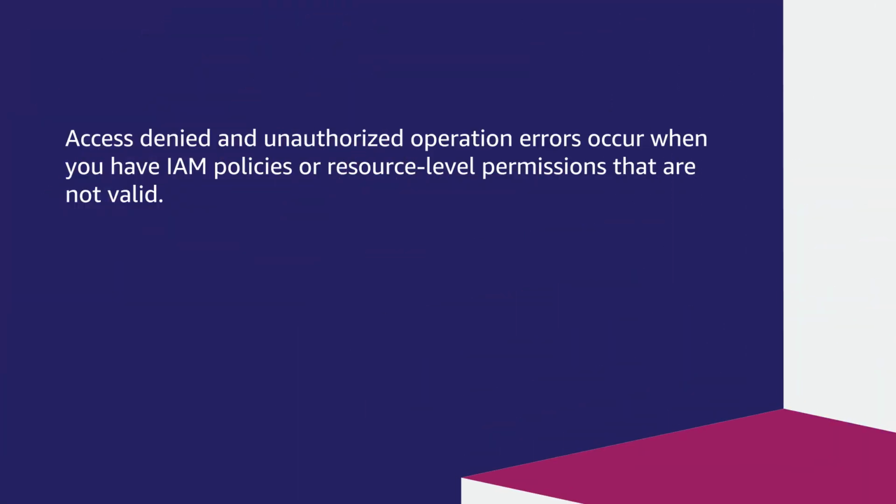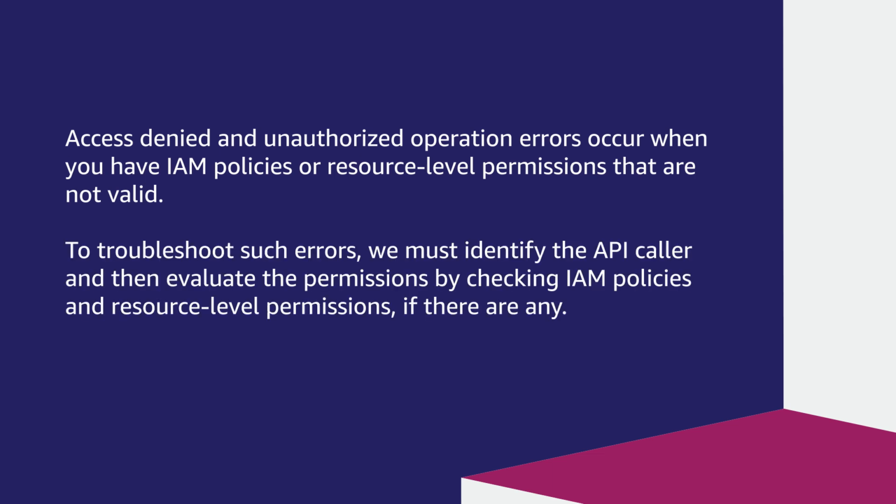Today, I'm going to show you a few examples on how you can troubleshoot access denied or unauthorized operation errors with an AWS Identity and Access Management policy. Let's get started. Access denied and unauthorized operation errors occur when you have IAM policies or resource level permissions that are not valid. To troubleshoot such errors, we must identify the API caller and then evaluate the permissions by checking IAM policies and resource level permissions, if there are any.